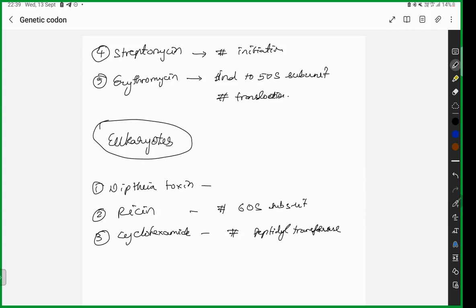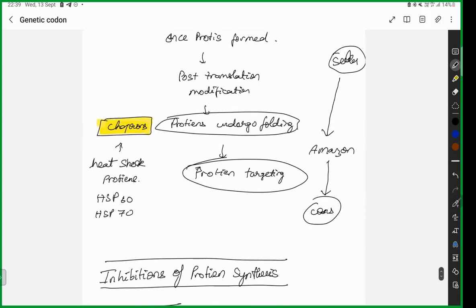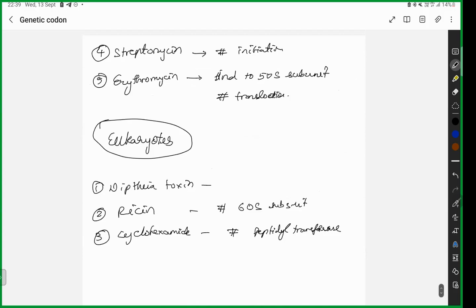Now there is one more thing you need to understand. I told you something called protein folding. Now what happens is, at this particular point, protein folding can have some disorders. These disorders are called protein misfolding disorders. So what are these protein misfolding disorders?